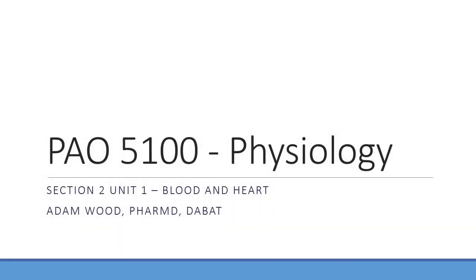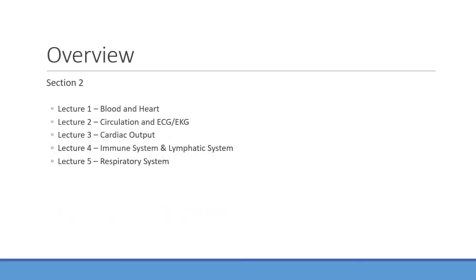So we have section 2 here. We're going to start off talking about blood in the heart. Basically, section 2 is going to be covering mainly the cardiovascular system. We're also going to talk about the immune system a little bit later on. And then finally, we'll finish up with the respiratory system towards the end there.